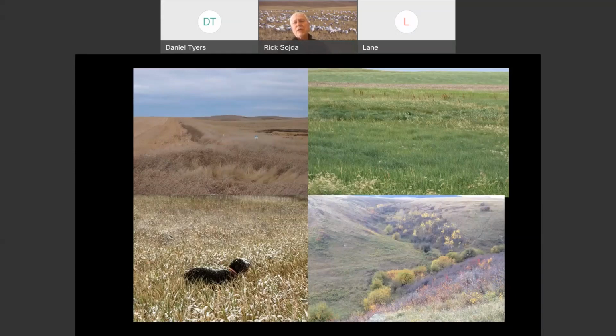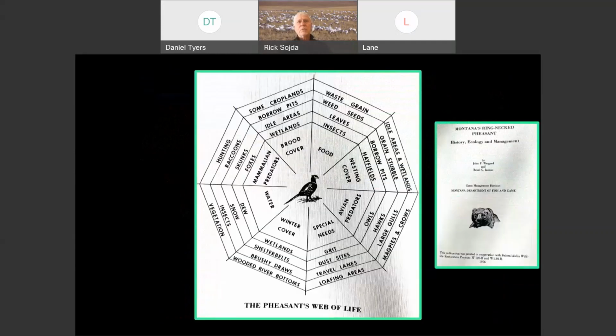And they need winter cover. We'll talk a lot about winter cover. Bottom right's got a great wooded coulee. That makes great winter cover, as do shelter belts, and we'll talk a lot about cattails as well.